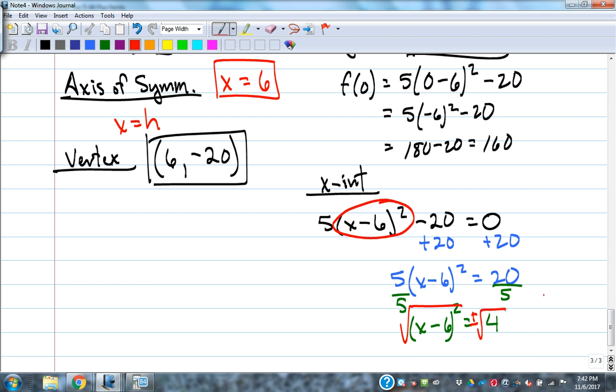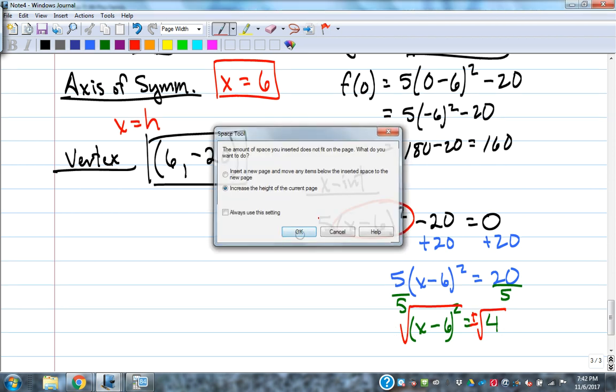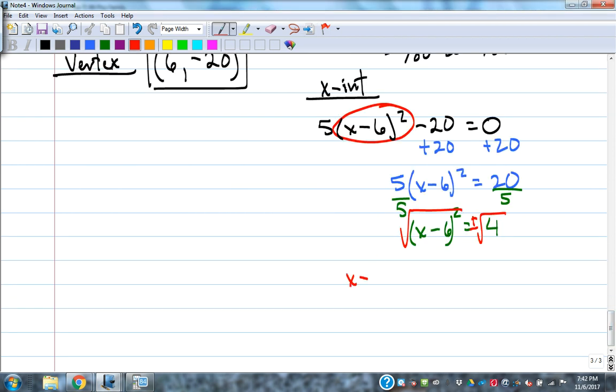Oh, man. Square root of 4, 2. But not just 2, plus or minus 2. So we got X minus 6 equals positive 2 and negative 2. So X minus 6 equals 2. X minus 6 equals negative 2. And solve those.